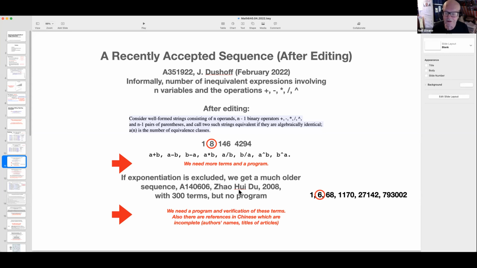And there are several references in Chinese. If there are any people in this class who can help with this, we need the authors' names, the titles of these papers, and what's more, we really need a program. 300 terms is a lot for a fairly subtle sequence. It would be nice if they were checked.